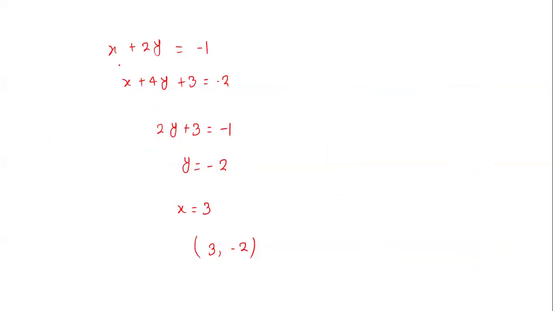And the other is this is minus 1 and this is minus 2. You solve this, so you get 2y plus 3 as minus 1. From here you get the y value as minus 2. If you put y as minus 2, you get the x value as 3. So it will become 3 comma minus 2. So in this way we can solve this.